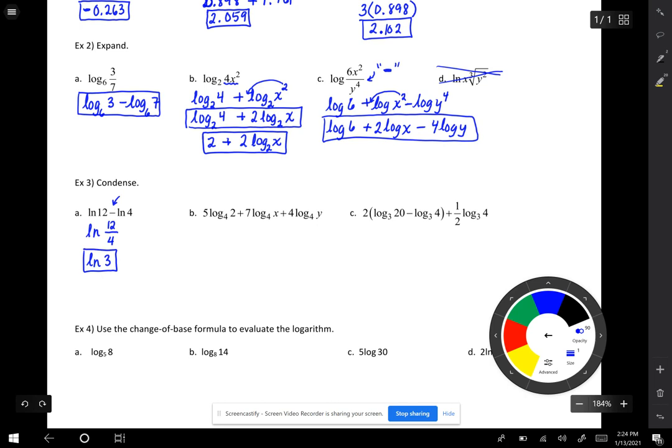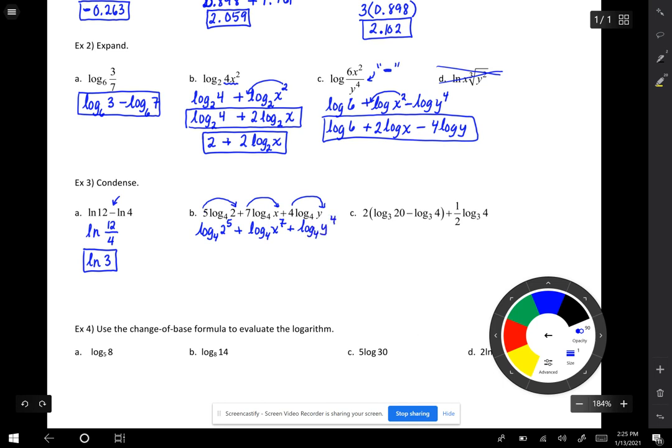Okay, next one, I see all plus signs, so we're going to use the product property. The first thing we want to do is work backwards. If this was brought out to the front, it can go right above the 2. Same with this one, and same with that one. So we have log base 4 of 2 to the 5th, plus log base 4 of x to the 7th, plus log base 4 of y to the 4th.